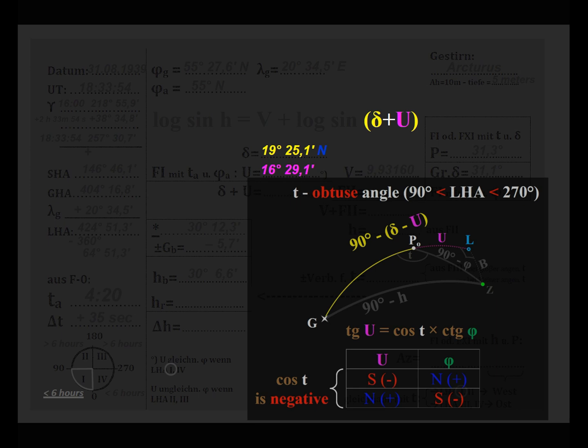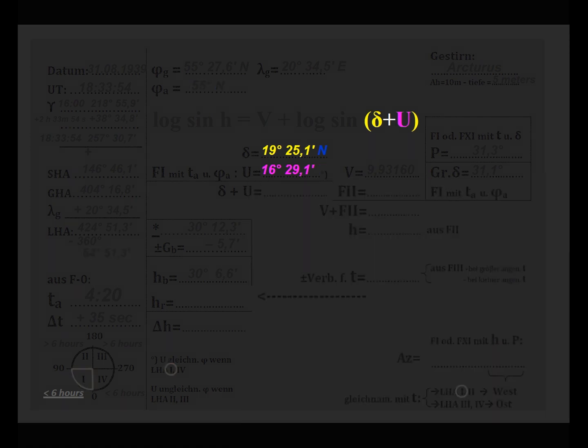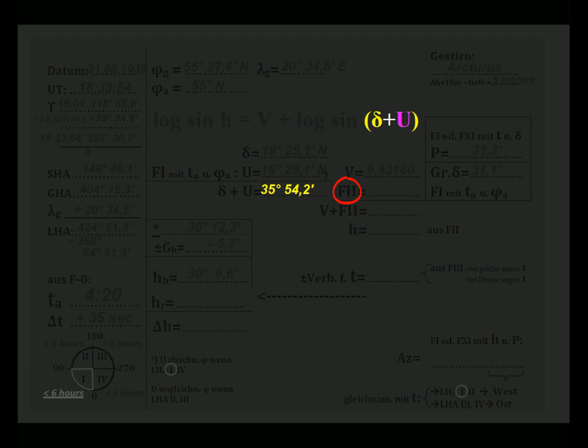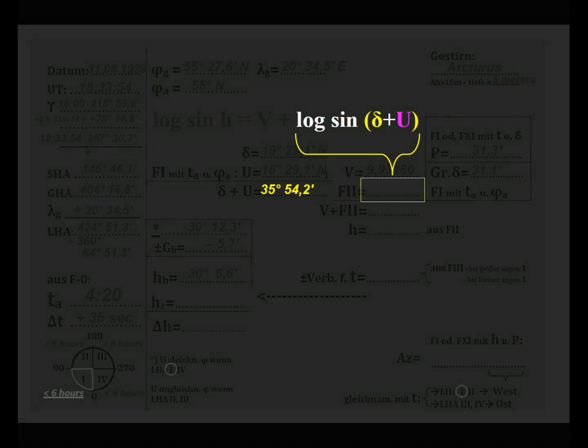It is necessary to perform the algebraic addition of the declination and the value U, taking into account the signs. Regardless of whether the result obtained after the addition is positive or negative, we will use its absolute value. Sign is no longer taken into account. It is necessary to extract from the table F2 the logarithm of the sign for the result obtained.